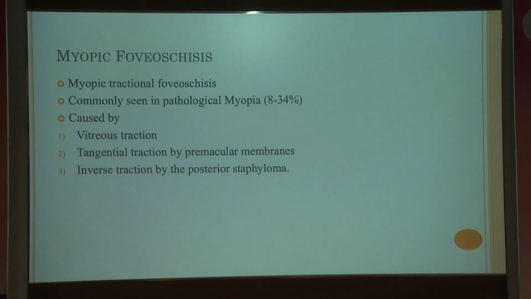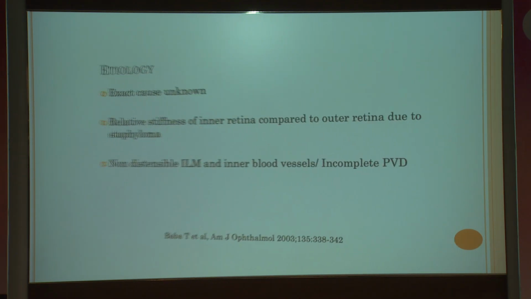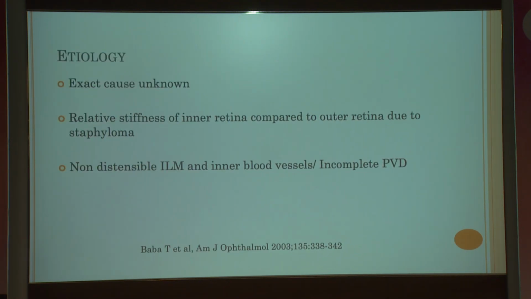There are various factors. One of them is the vitreous traction. Then there is the tangential traction from the premacular membranes, and because there is a staphyloma, there is an inverse traction from the posterior staphyloma. So these opposing forces cause the foveoschisis. Though the exact cause is not known, there is a relative stiffness in the inner retina as compared to the outer retina. Hence, there is foveoschisis in the staphyloma area.